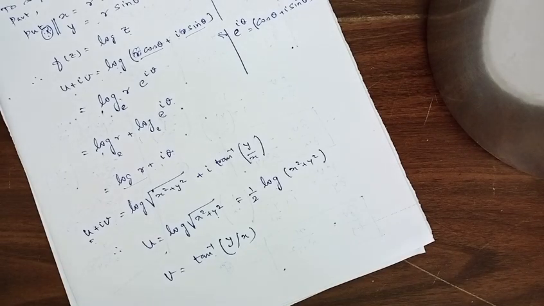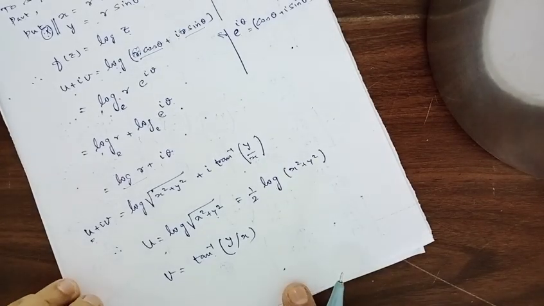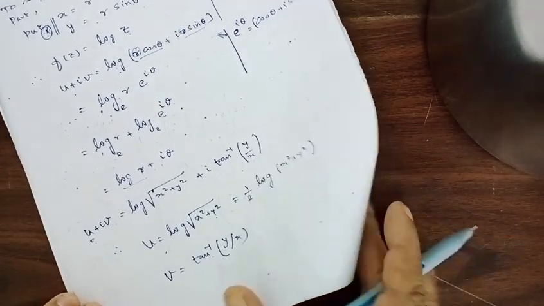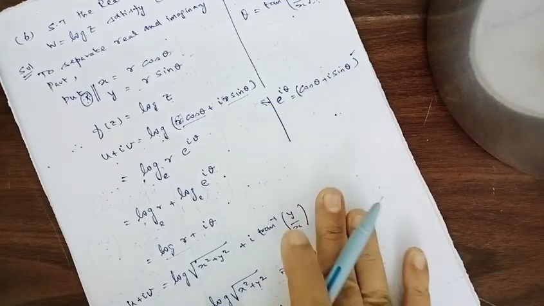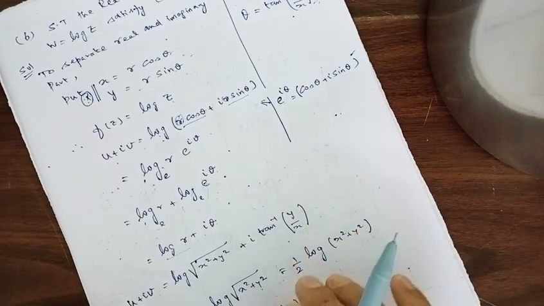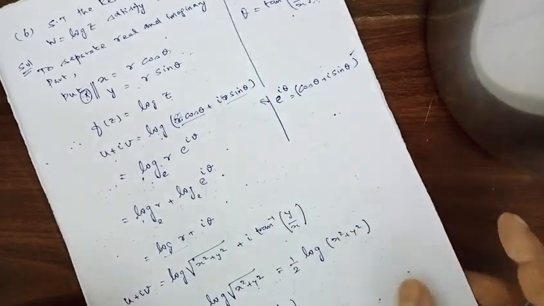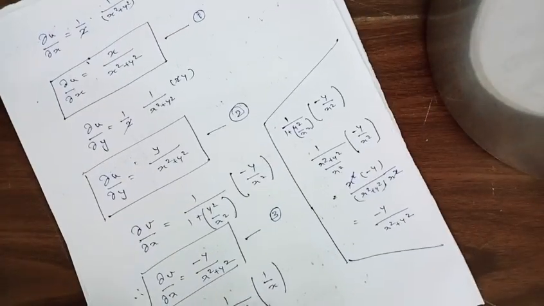First you should find out what is the value of u and what is the value of v. It is the basic necessary condition. First you should find out u and v for this type of problems, whether the given function is analytic or not. Okay, now we calculated u and v. Hereafter it is very simple, same methodology.